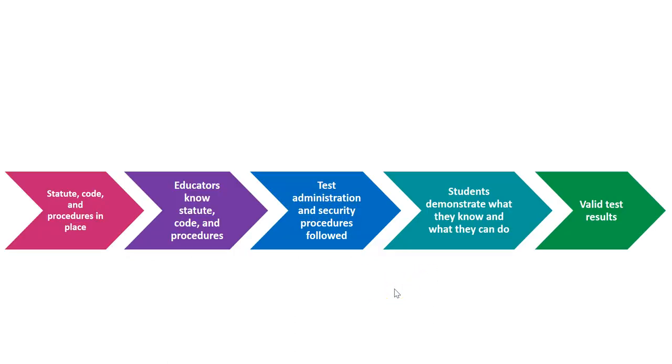And so the flow of procedures, we have our state code and our procedures in place. We want educators to know the statute, code, and the procedures. Test administration and security procedures are followed. Students demonstrate what they know and what they can do. And we have valid test results. This helps inform instruction and ultimately provide valid information as we make decisions on the best way to educate our students.